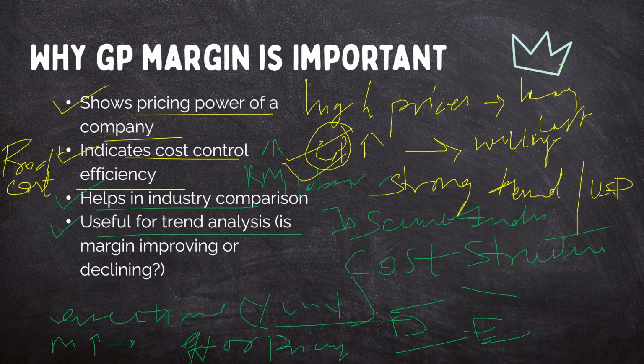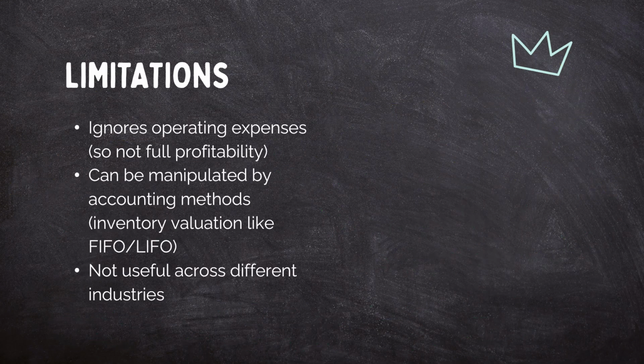Okay, so let's move ahead. Now the limitations. It ignores operating expenses, so it is not a full picture of profitability. Basically, GP margin only considers your revenues and your COGS. Yes or no, guys?